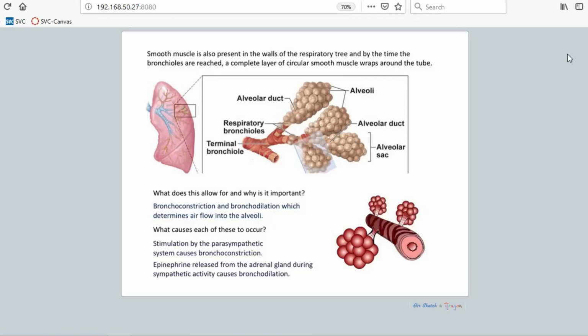What do you think is going to stimulate this smooth muscle? Well, that's going to be the sympathetic and the parasympathetic systems. Specifically, what happens in the rest and digest response? We're going to cause bronchoconstriction. And then when you're in the sympathetic response, it's actually epinephrine released from the adrenal gland that's going to cause bronchodilation.